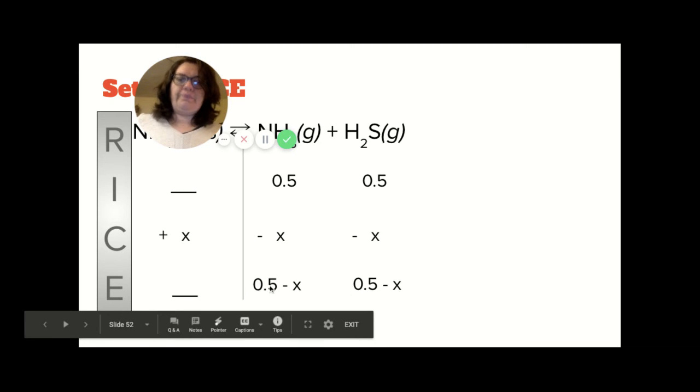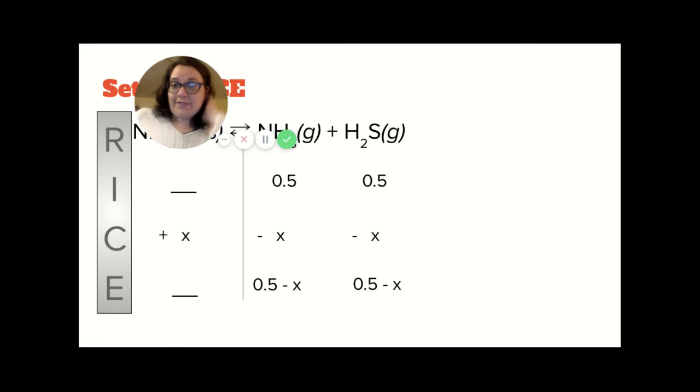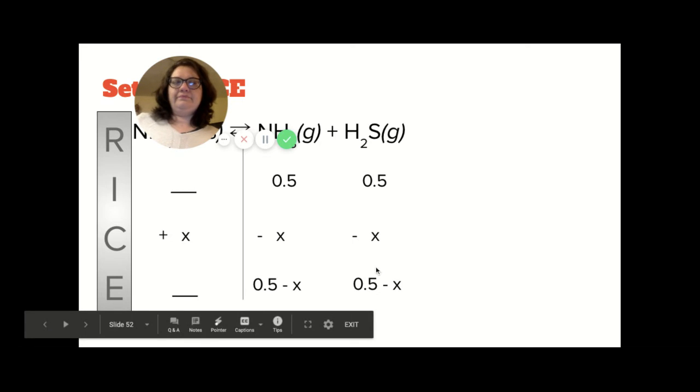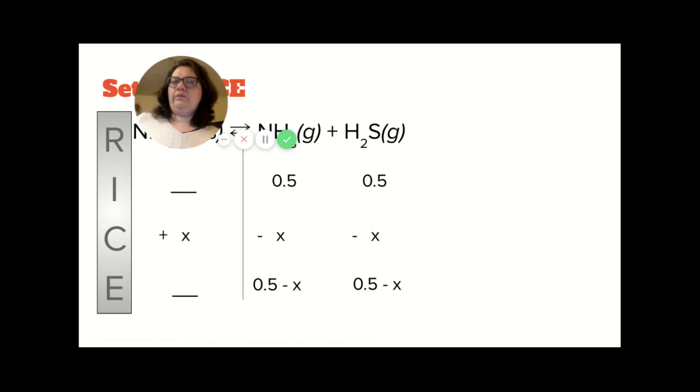Okay, so at equilibrium, how much NH3 do I have? Well, I have 0.5 minus X. At equilibrium, how much H2S do I have? 0.5 minus X. Okay, so here's an unknown. I need to get numbers for these values. So what else can I use?